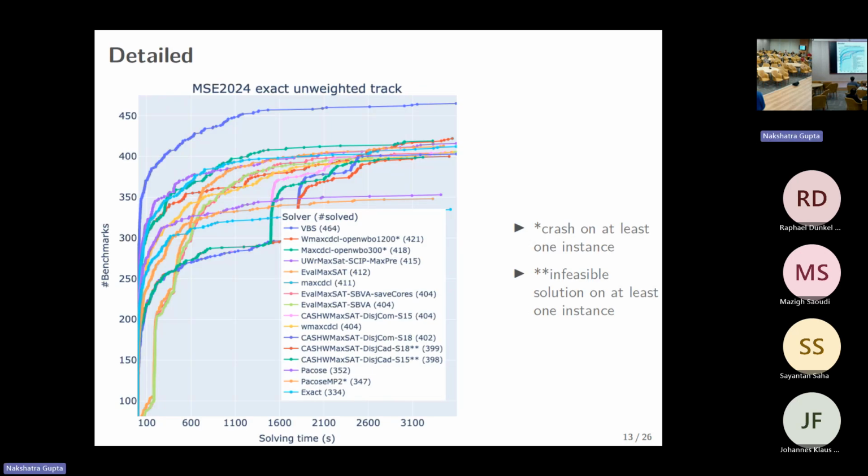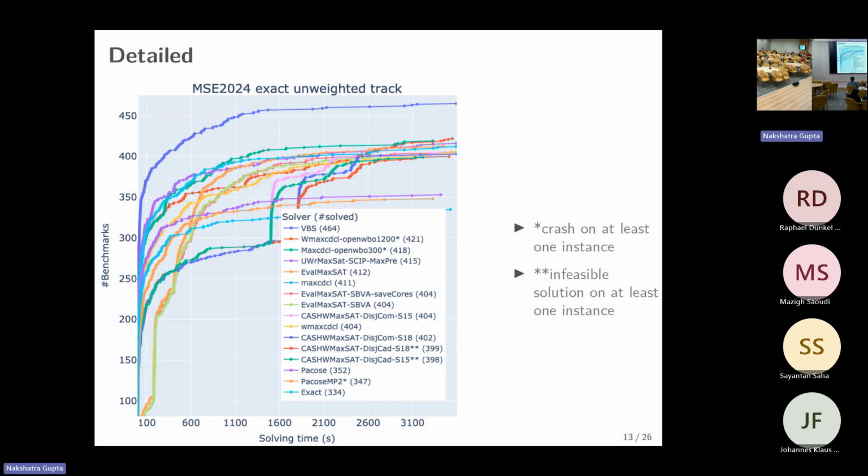This is a more detailed plot showing that there's still some way to go in the unweighted track to catch up with the virtual best solver. So the different types of algorithms are contributing to this virtual best solver, which is nice to see.